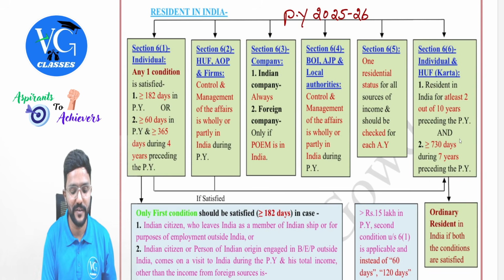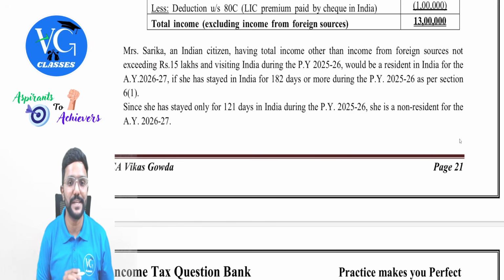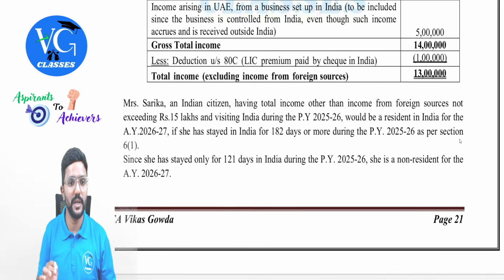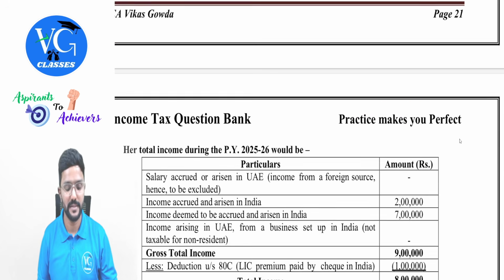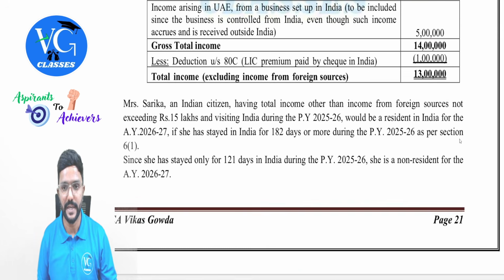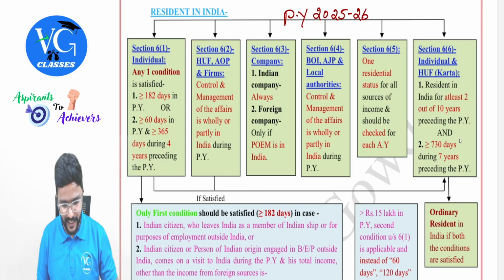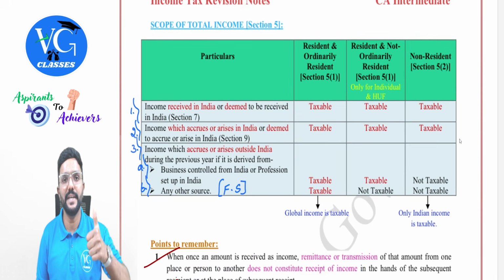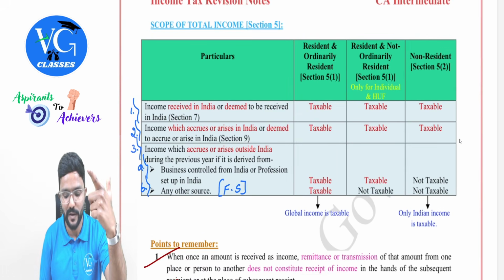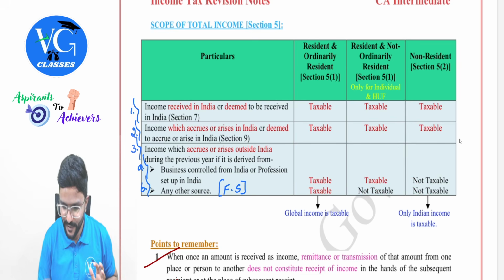She has to satisfy the first condition in order to be resident in India and she didn't satisfy. Why is it, sir? She was in India during the previous year only for 121 days. So she is a non-resident, guys. And when she is a non-resident, what is her total income? We need to refer to this table now. We need to consider only the income received in India and earned in India. Whereas this will not come. Please be careful. This will not come.